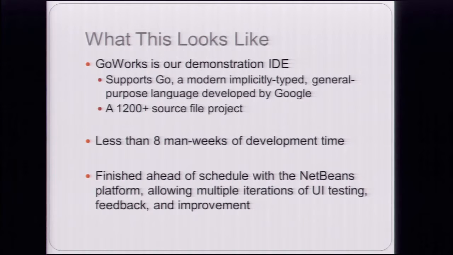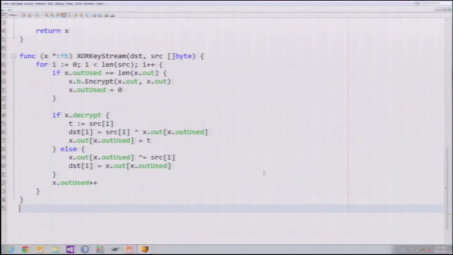We chose to go big with this one as far as the language. It's general purpose. It's implicitly typed, which is a particularly interesting challenge for an IDE. The project we're using is the standard library as a whole. It's over 1,200 source files, and it took us less than 8 man-weeks of development time to put the whole thing together from a language specification, starting with just our framework and the NetBeans platform. We finished ahead of schedule, and we went through multiple iterations of UI testing and feedback and improvement to come up with what I am now going to demo.